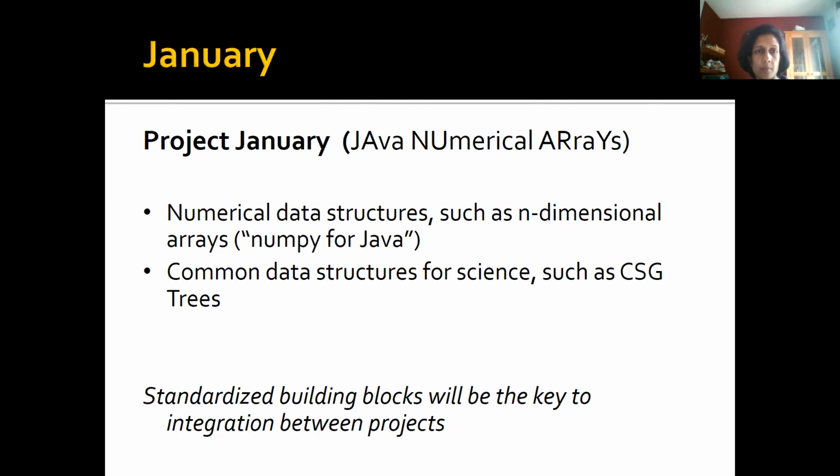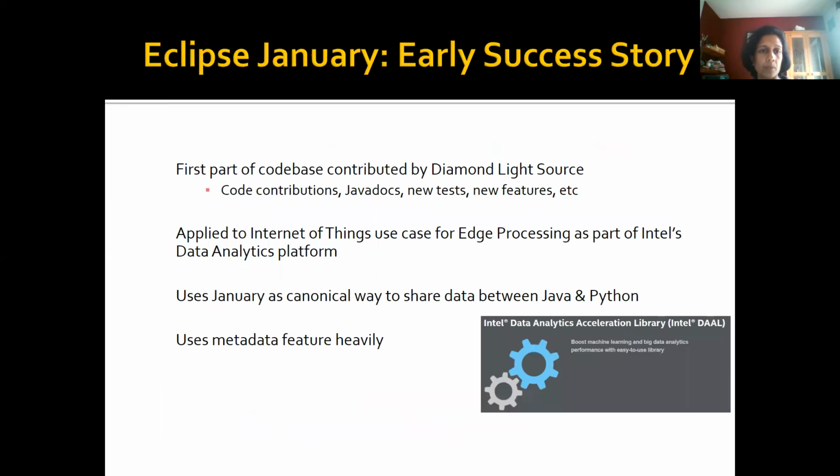So this was one of the key projects of the group, and we've been working on it for a few years. So the first part of the code base was contributed by Diamond Light Source, but by virtue of them contributing that, they then had the community come together and provide code contributions, write documentation, and provide testing, and just improve things in general. And then what we found was that actually the project had applications much broader than science, and it got picked up by Intel to be used as part of their data analytics platform for the Internet of Things. So they were using the project as a canonical way to share data between Java and Python.